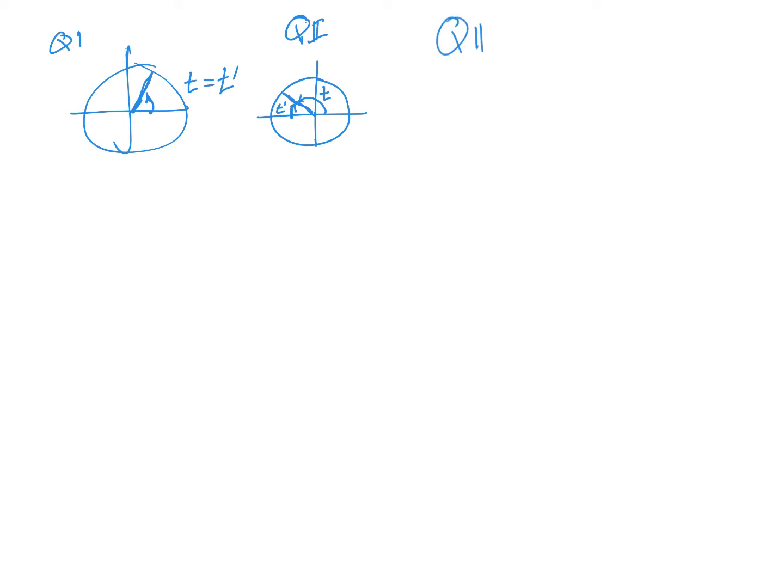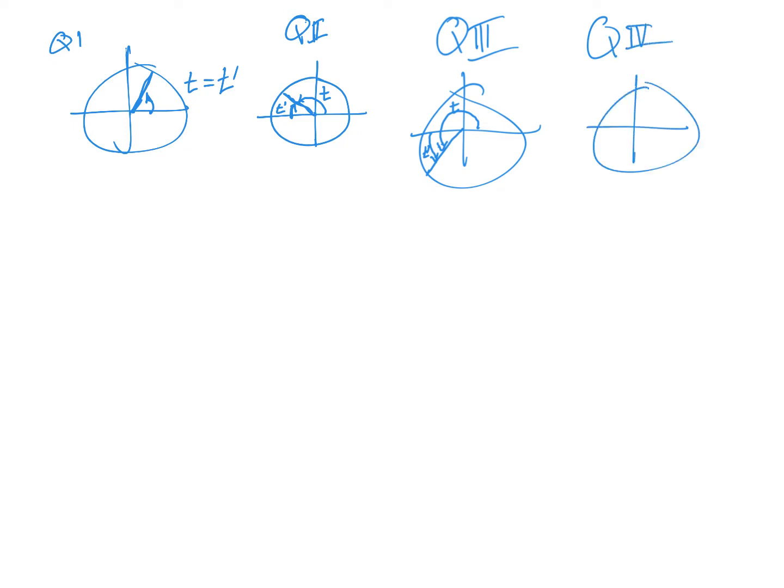If we're in quadrant 3, so angle t goes around like that, the reference angle is again the shortest distance from the x-axis. So this would just be our reference angle t prime. And then finally, quadrant 4, if our angle t goes all the way out here, then the reference angle, the shortest distance, is here.